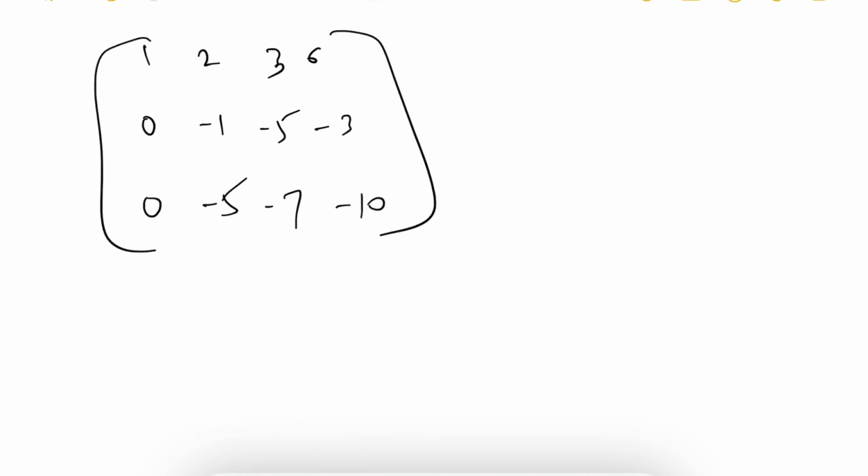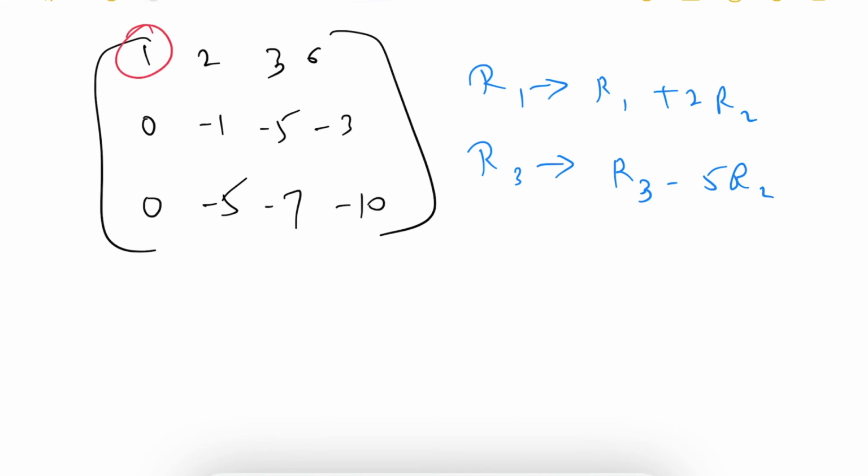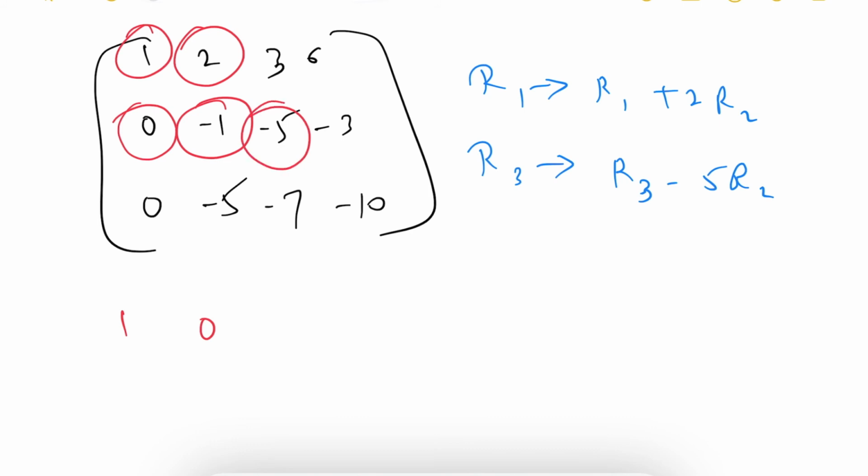Now R1 I will change to R1 plus 2R2. At the same time R3 I will change to R3 minus 5R2. Okay, so R1 plus 2R2: 1 plus 2 into 0, 0 only, so 1 plus 0, 1. This will become minus 1 into 2, minus 2, so 2 minus 2, it will become 0. This will become minus 5 into 2, it is minus 10. So 3 minus 10, it will become minus 7. Next, this will become minus 6, this is plus 6. So minus 6 plus 6, 0.